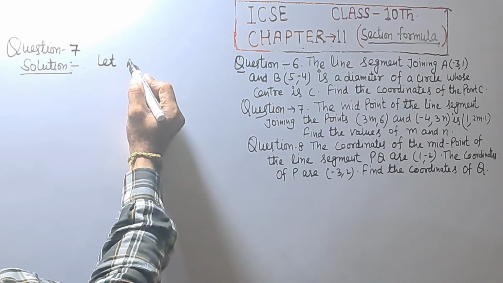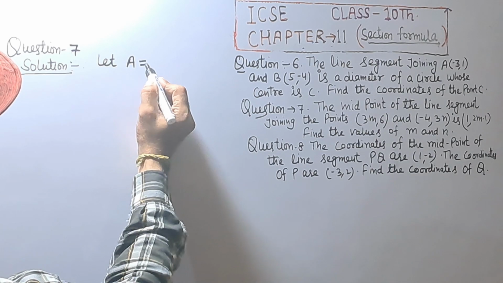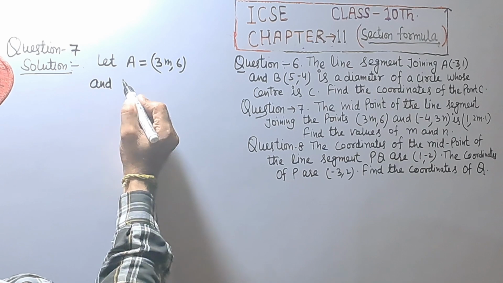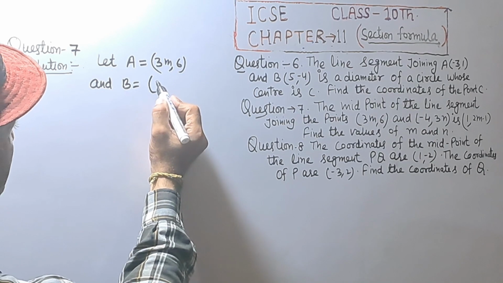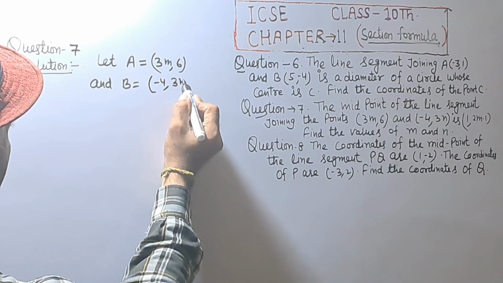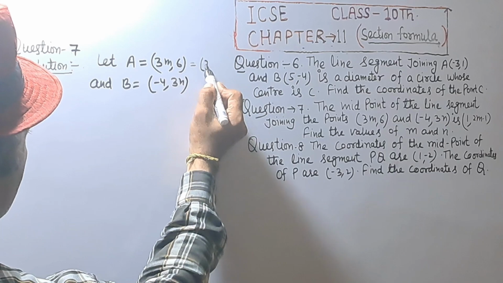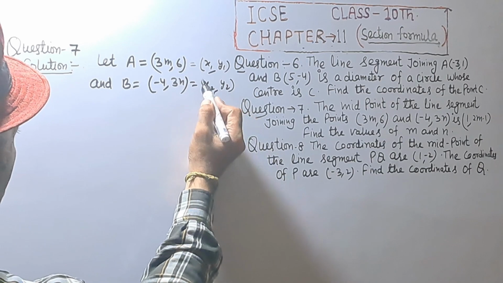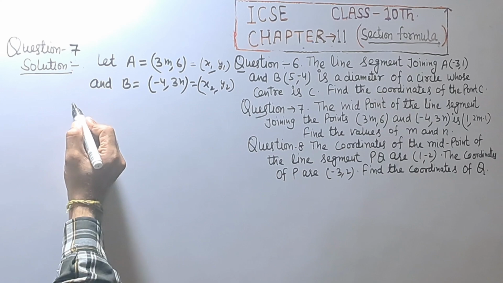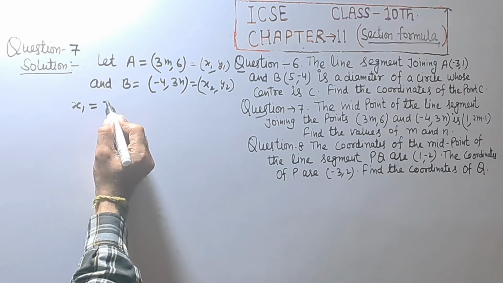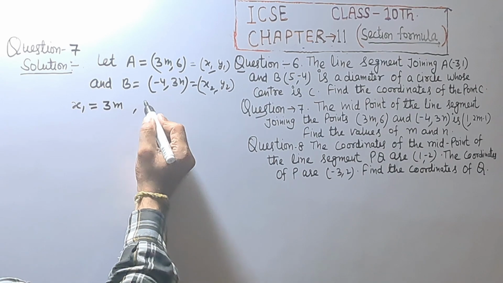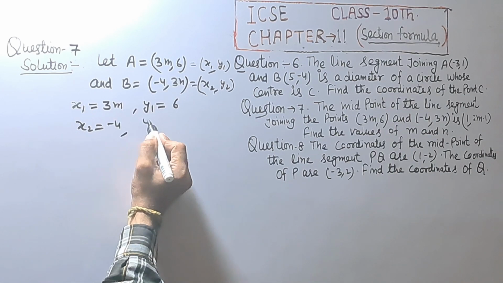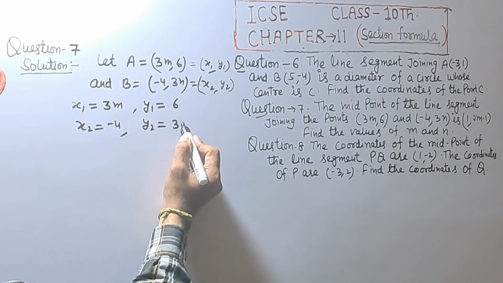Let the given point A be (3m, 6) and B be (-4, 3n), that is (x1, y1) and (x2, y2). So x1 is equal to 3m and y1 is equal to 6, x2 is equal to -4 and y2 is equal to 3n.